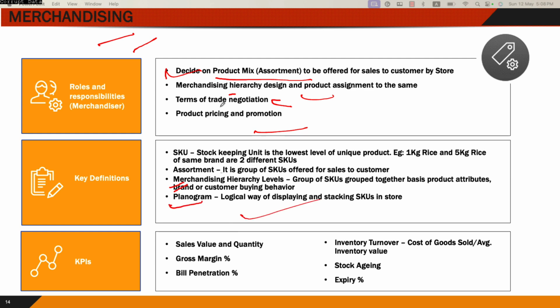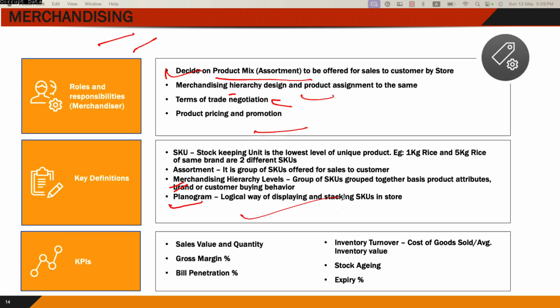Planogram is a logical way of displaying and stacking SKUs in the store. So a planogram is planning where you want to put the goods. For example, you would not appreciate having goods which are perishable next to some sort of electronics, right? And it has to be close to the store front because it is perishable. You need to plan that it has the right temperature so that the perishable goods last long. And in the store there are different ways to plan the goods to make the profitability of the retailer better.